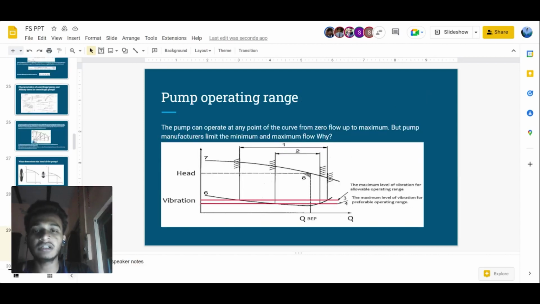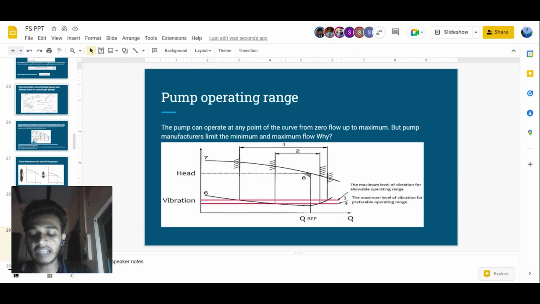Pump operating range. Well, manufacturing companies define some pump operating range. The pump can operate at any point of the curve from zero flow up to maximum, but pump manufacturers limit the minimum and maximum flow, and the reason behind it, the allowable operating range of the pumps must be between 70% and 120% of the flow corresponding to the maximum efficiency of the pump.